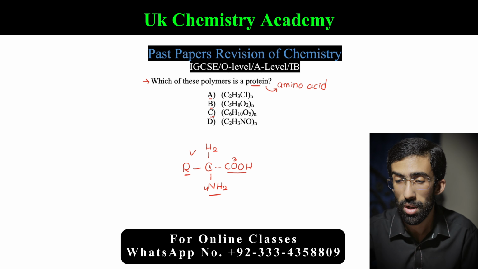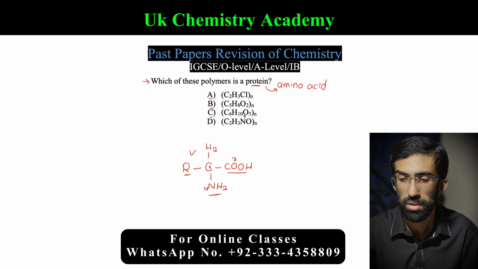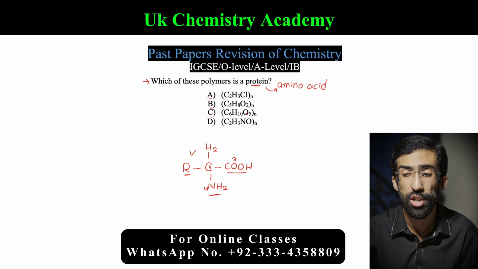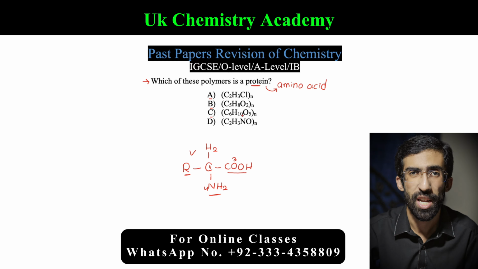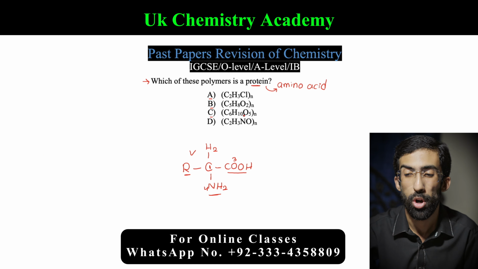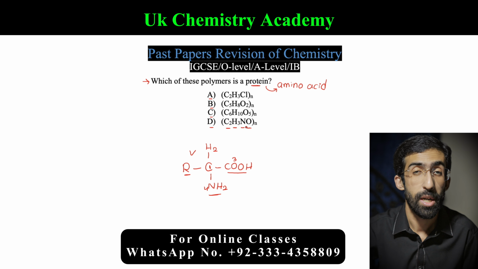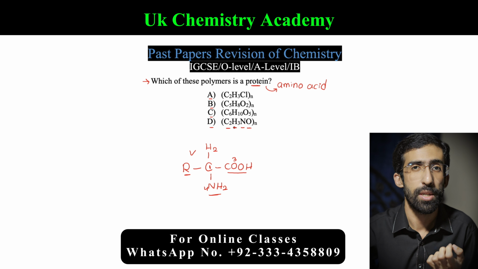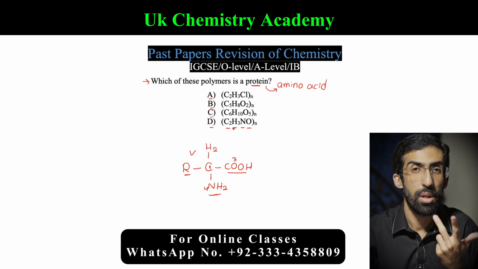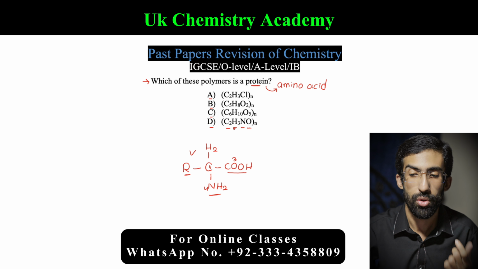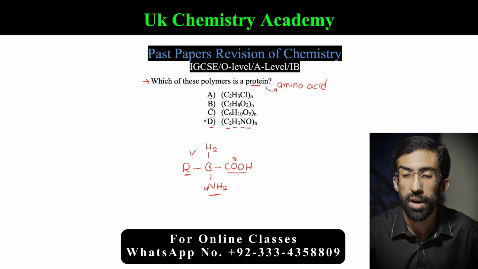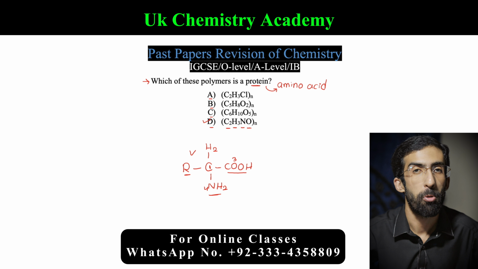The Charlie option: carbon, hydrogen, and oxygen. Still the same reason, there is no nitrogen atom in this polymer. So we cannot say that it is the formula of the polymer of protein. The delta option consists of carbon, hydrogen, nitrogen, and oxygen. So it is made up of four kinds of elements, and those four kinds of elements are carbon, hydrogen, nitrogen, and oxygen. So definitely it will be the formula of the polymer of protein.